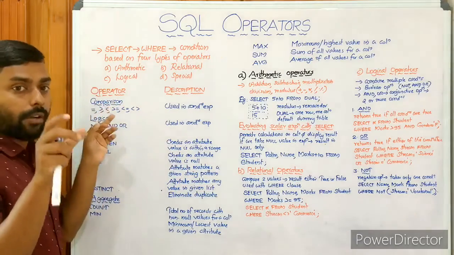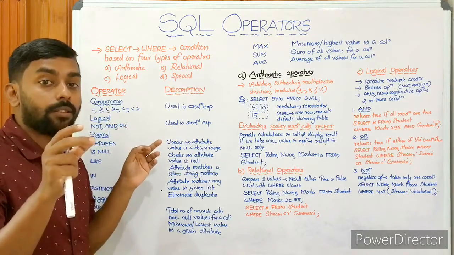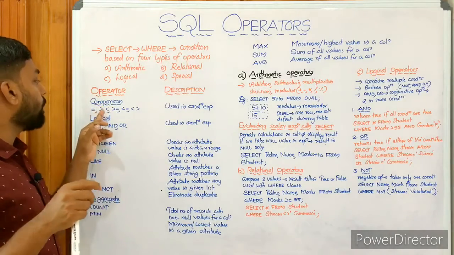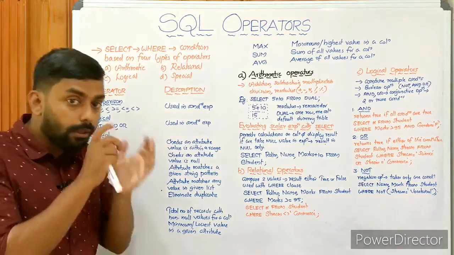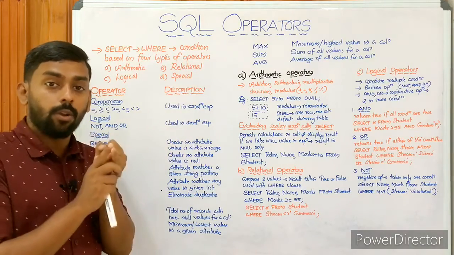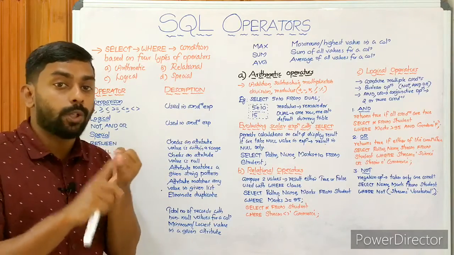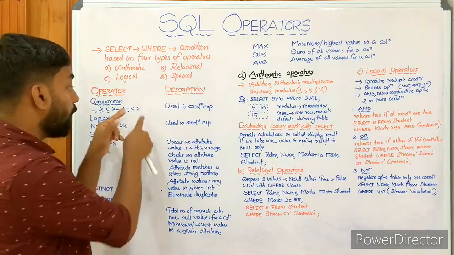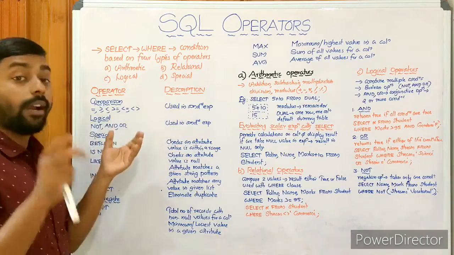We have comparison operators first, or we can say relational operators. Relational operators or comparison operators are used to compare two values. We have equal to, greater than, less than, greater than or equal to, less than or equal to, and not equal to. Here is the symbol of not equal to, left shift and right shift. These are used in conditional expressions.